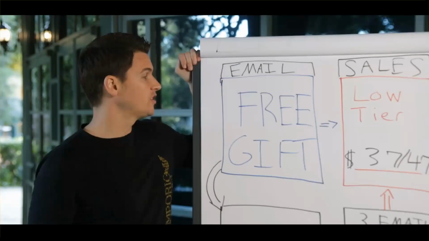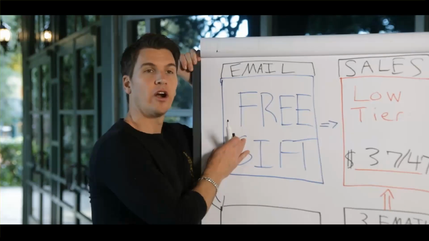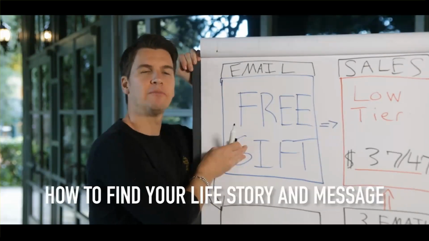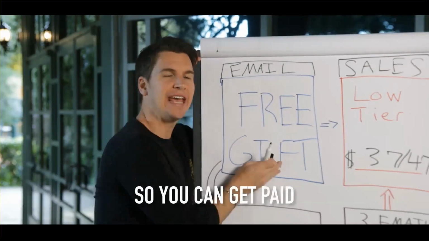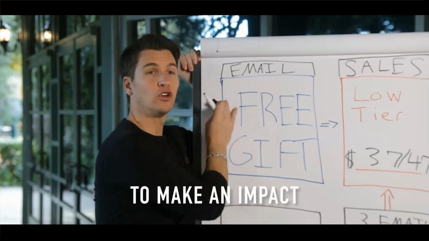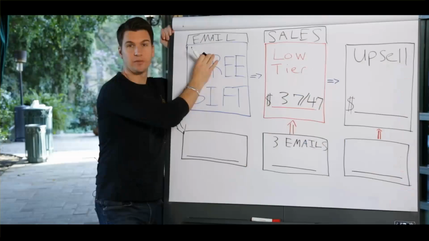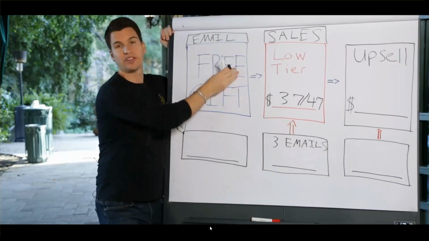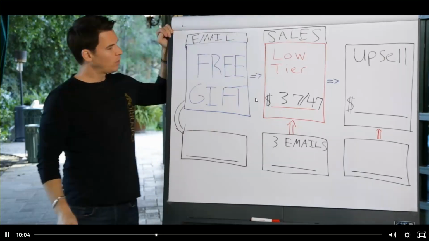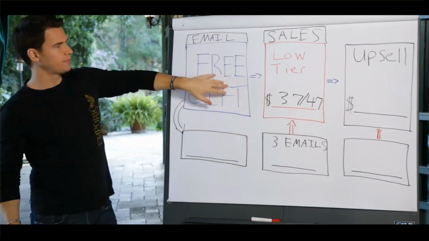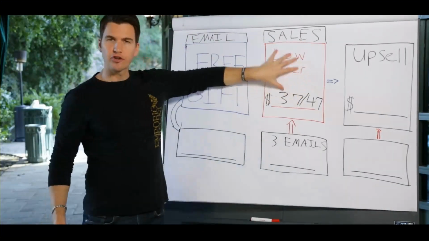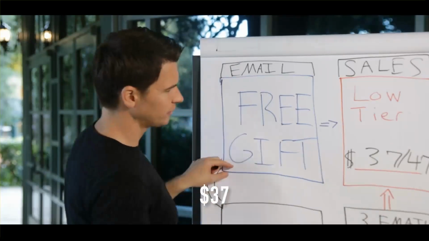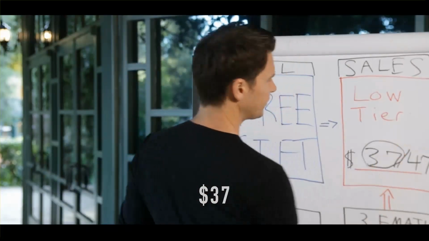Another funnel that I have is a free gift where we say how to find your life story and message so you can get paid to make an impact. Download this blueprint right now to find your story and your message. So they download a blueprint that helps them find their story and their message. Well, the moment they give us their email, the low tier offer, the first paid offer, is $37 right here.